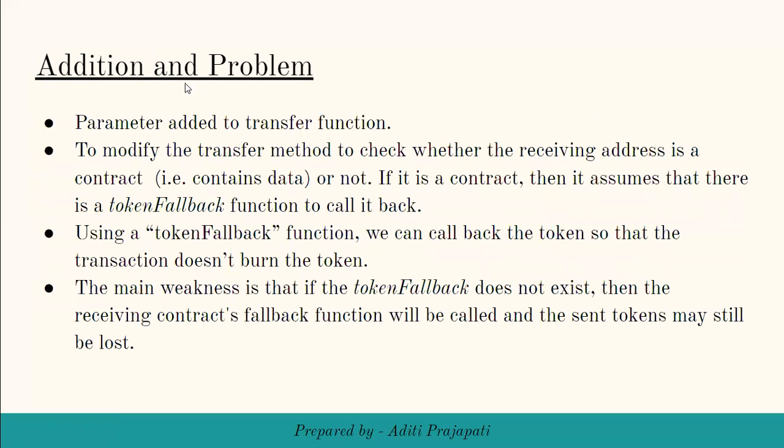Now how it solves that problem and what other problem it creates. First of all, ERC223 adds an additional parameter to the transfer function, to check whether the receiving address is a contract account. It modifies the transfer method to check whether the receiving address is a contract or not. If it is a contract, then it assumes that there is a token fallback function to call. This token fallback function is used to call back the token so that the transaction doesn't burn the token.